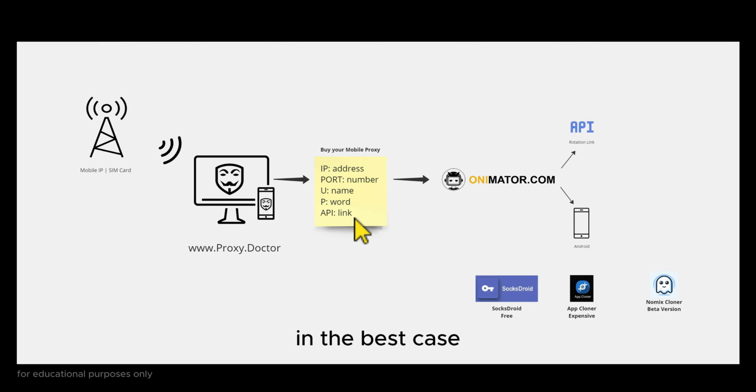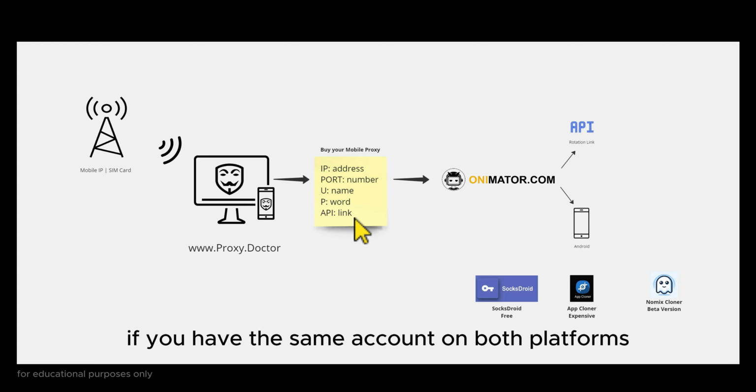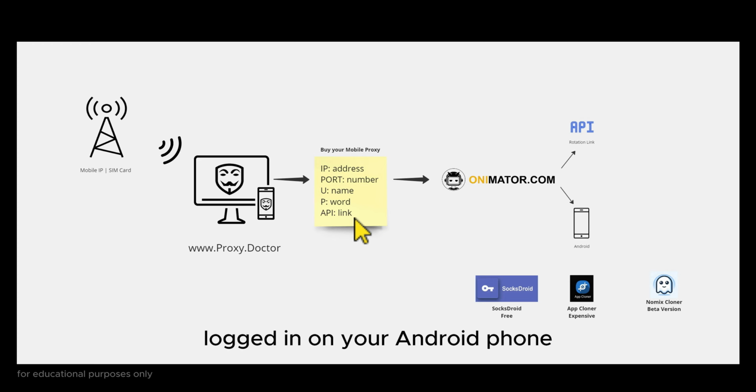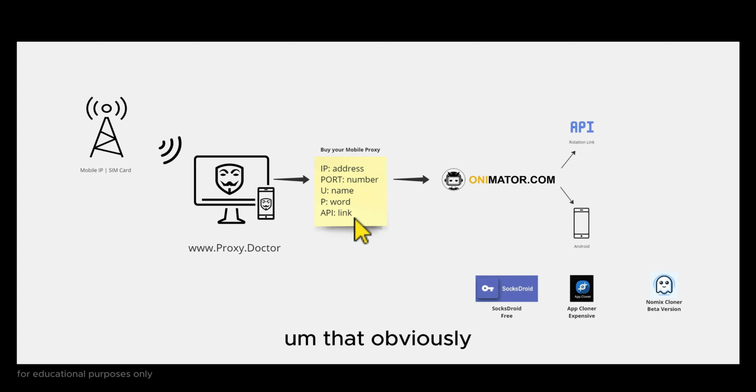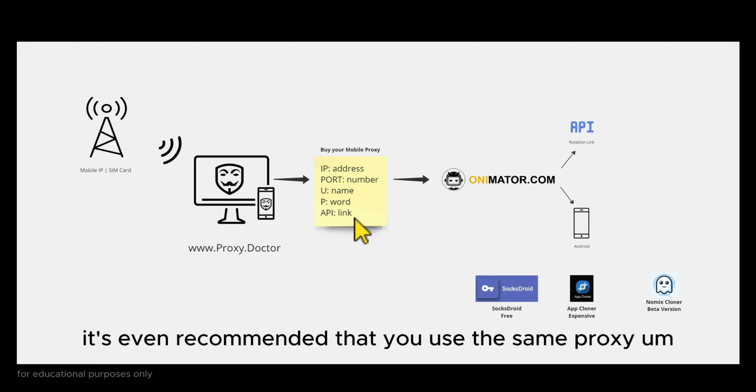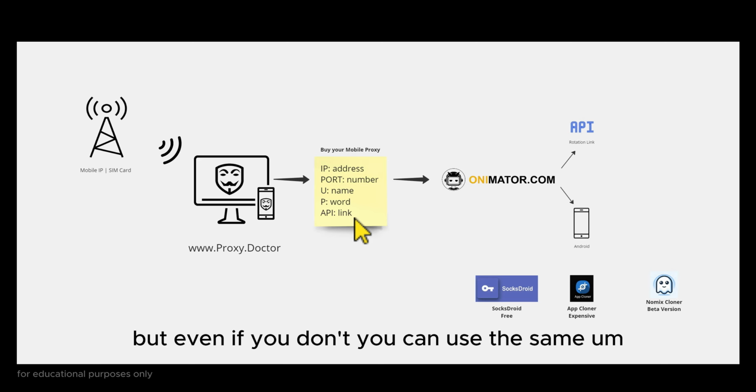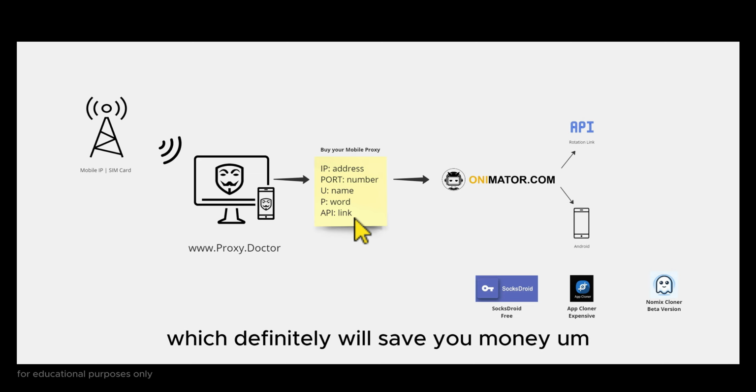In the best case, if you have the same account on both platforms, so you might have an account logged in on your Android phone, and you might log in with the same account from their insta.onimator platform, obviously it's even recommended that you use the same proxy. But even if you don't, you can use the same proxy also on their web or online version, which definitely will save you money and makes it easier to use.